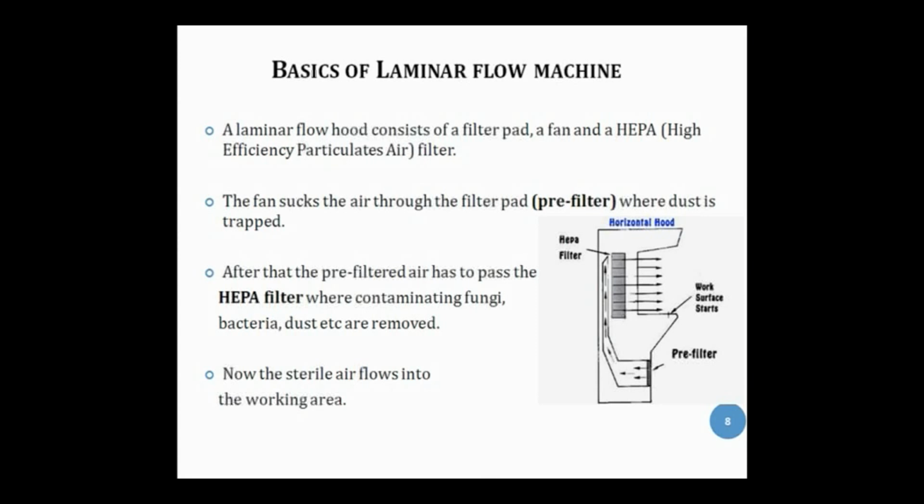A laminar flow hood consists of a filter pad, a fan, and a HEPA, which is a high efficiency particulate air filter. The fan sucks the air through the filter pad. There is a pre-filter where the dust is trapped. After that, the pre-filtered air has to pass the HEPA filter where contaminating fungi, bacteria, dust, etc. are removed. Now, the sterile air flows into the work area.